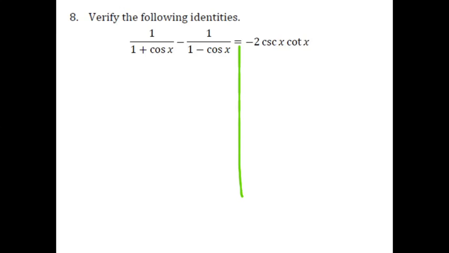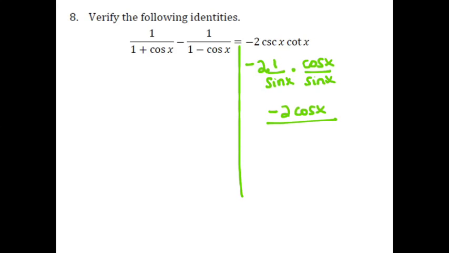So I'm going to start on the right side, and I know that I can change cosecant to be 1 over sine x, and I can change cotangent x to be cosine x over sine x. And we're multiplying all of these together. So negative 2 times 1 times cosine x would just be negative 2 cosine x over sine times sine, which would be sine squared x. And that really seems to be all I can do on that side. So let's go to the left side.